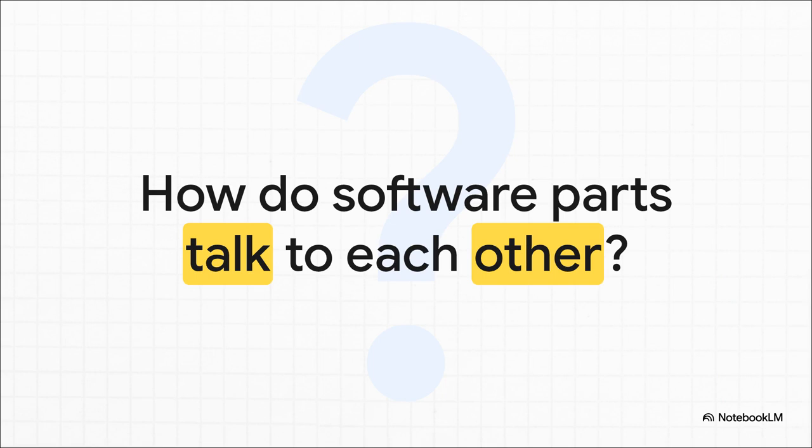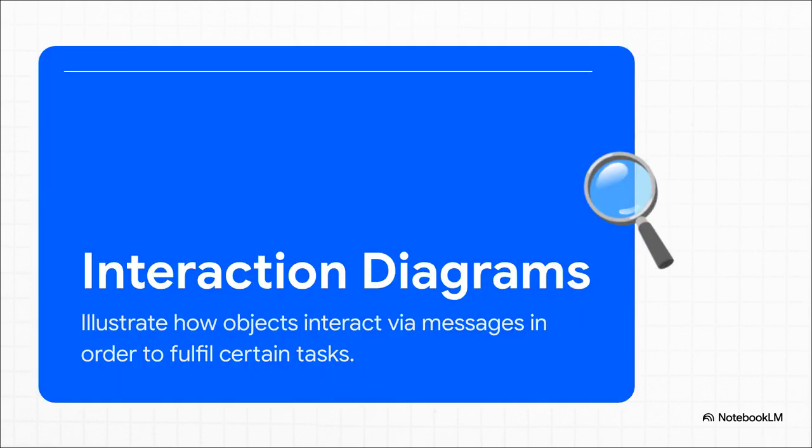So let's start with that big question. How do all the different components inside a piece of software, like your favorite app on your phone, actually work together to get something done? How do they communicate? It's not magic, right? There's a really structured conversation going on, and we just need a way to see it. And that is exactly where interaction diagrams come into play.